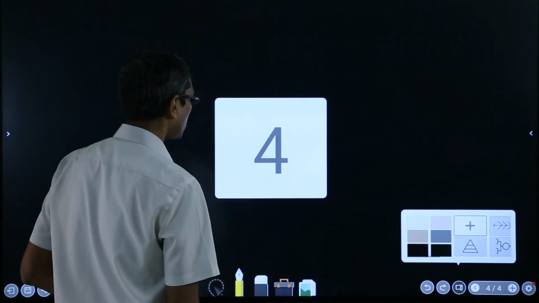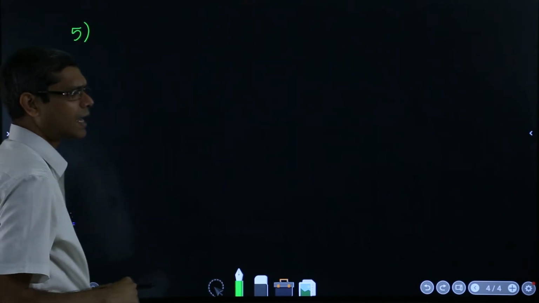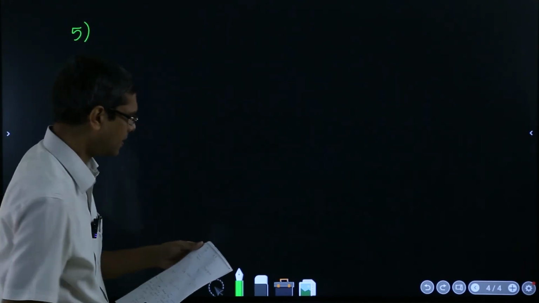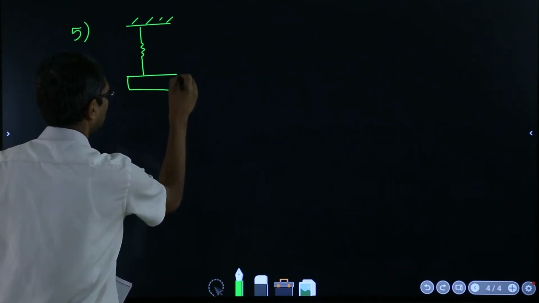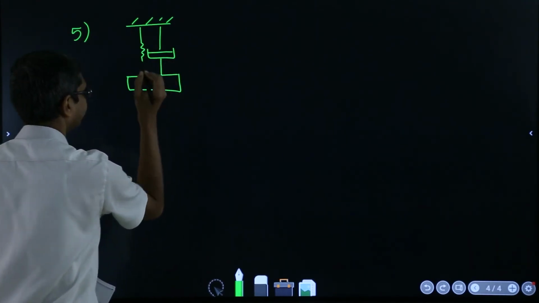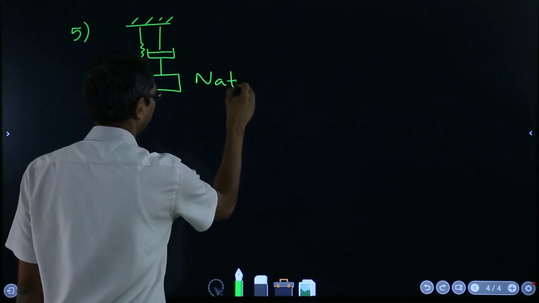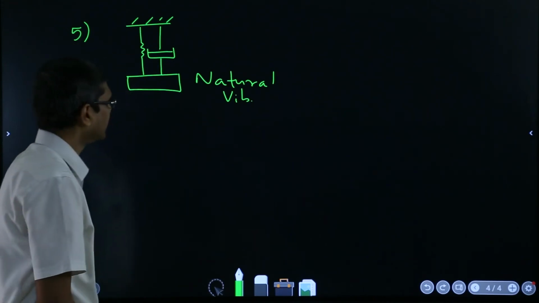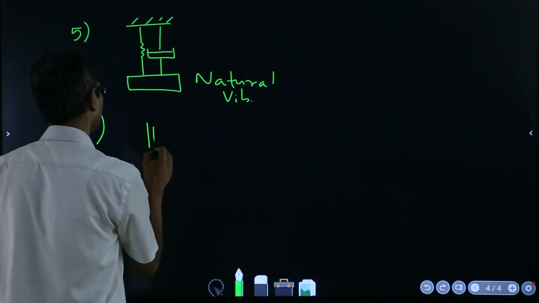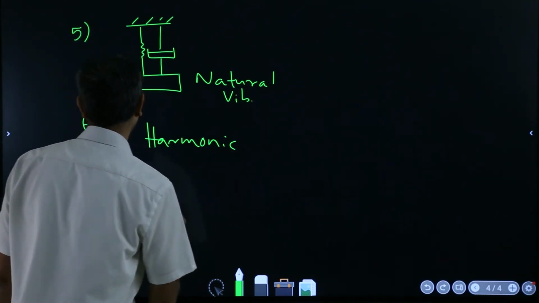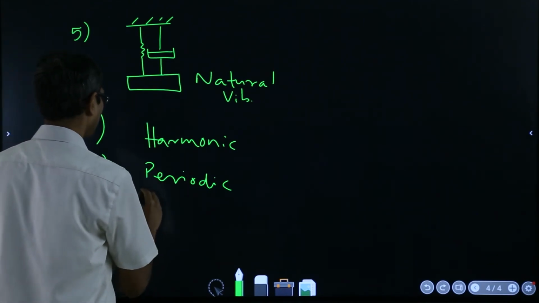And then suppose I go to another, I'll increase the complexity. That was the 4th point. So now the 5th point, I'll change the system a bit. So this was the system. Now I have put a damper here. Now this one, again with no force, is a natural vibration. Then again the 6th one will be the harmonic, then the seventh one is periodic, and the eighth one is aperiodic.